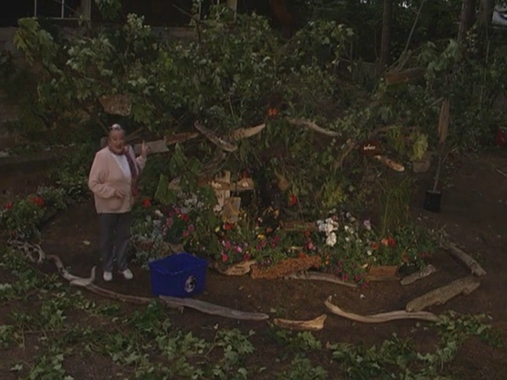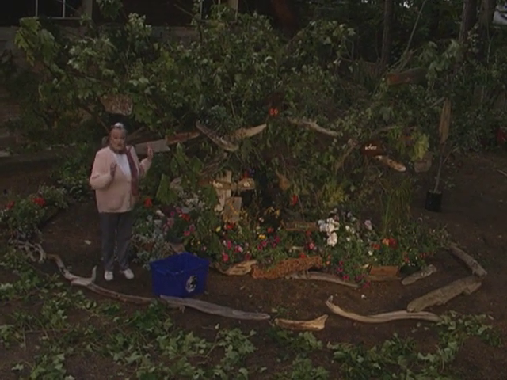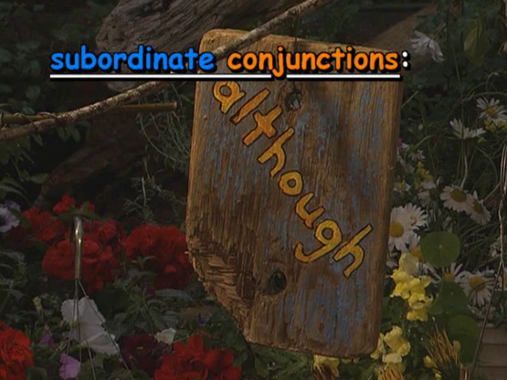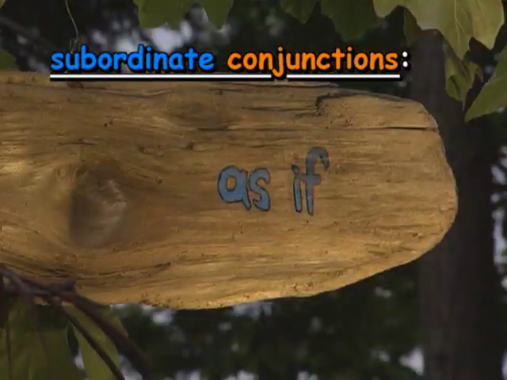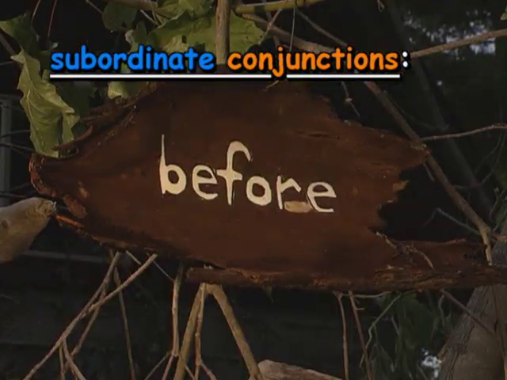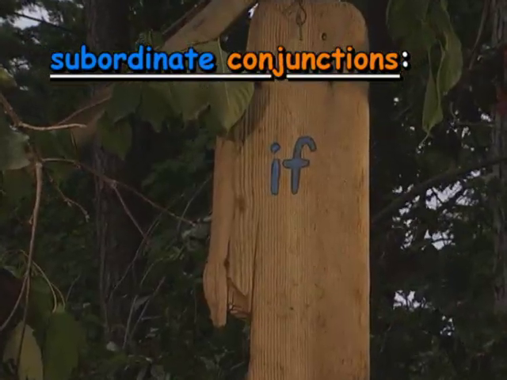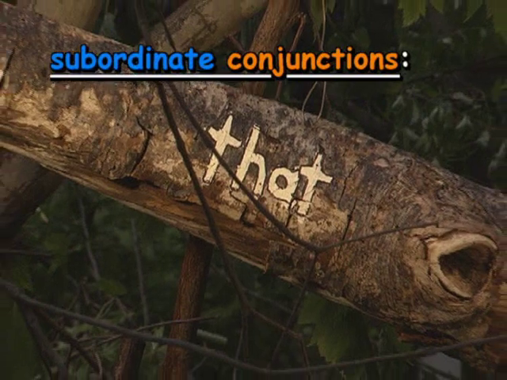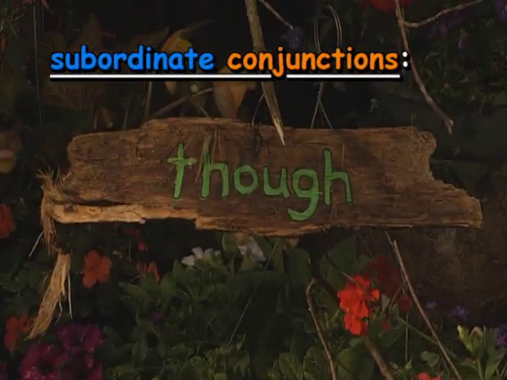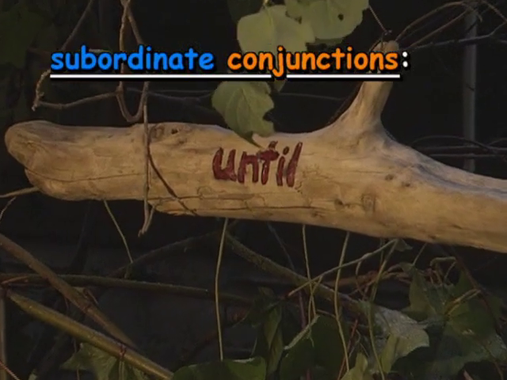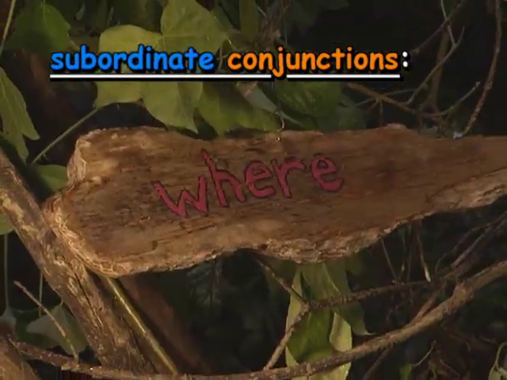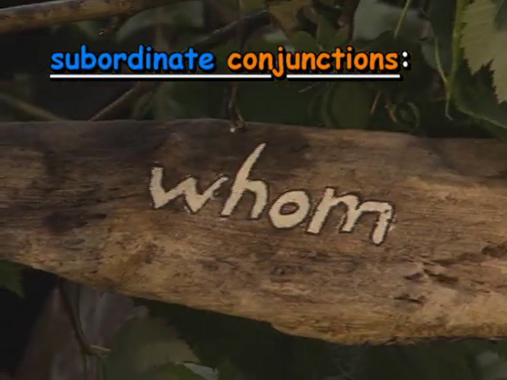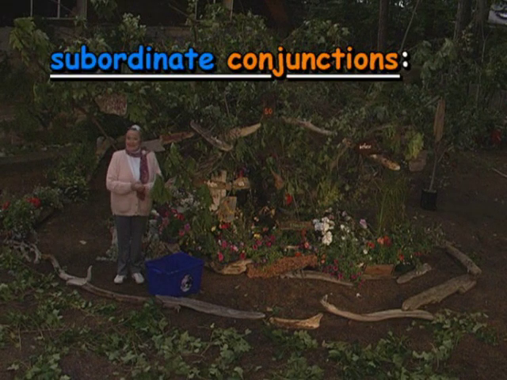Now, on the tree are hanging driftwood ornaments illustrating the most commonly used subordinate conjunctions, starting with after, although, as, if, because, before, for, if, since, so, than, that, though, unless, until, when, where, which, while, who, whom. That's it.